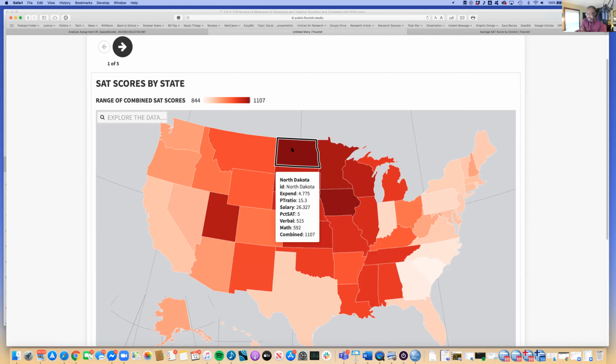Teacher ratios, teacher-student ratio. Y'all have to forgive me with this terminology. I'm not a true educator.